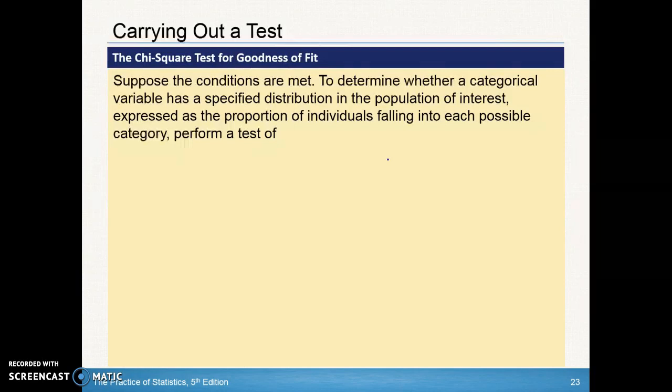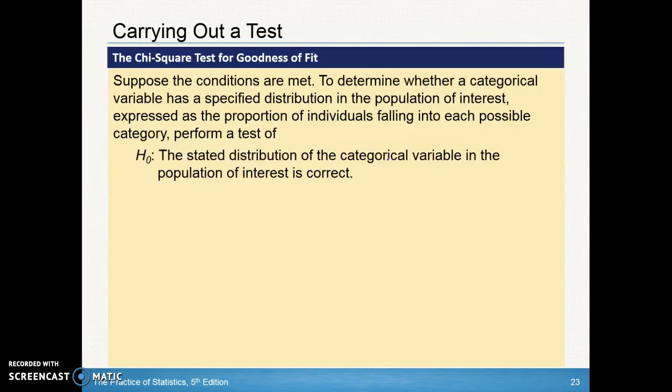Suppose conditions are met to determine whether a categorical variable has a specified distribution in our population of interest, or basically what we're looking at as a proportion of the individuals, we're going to perform a chi-square test. So after you state your conditions and the name of the test, you're going to state the null and alternative.